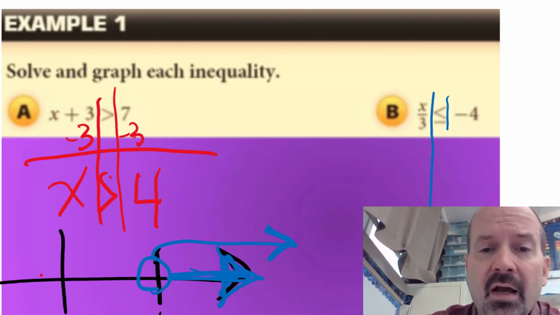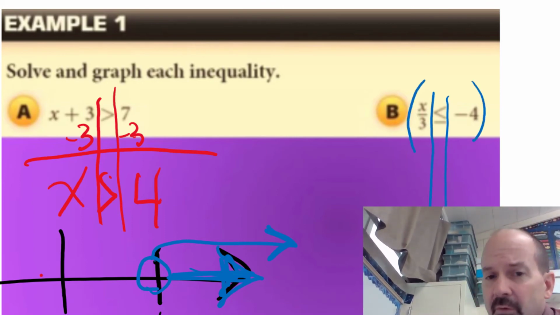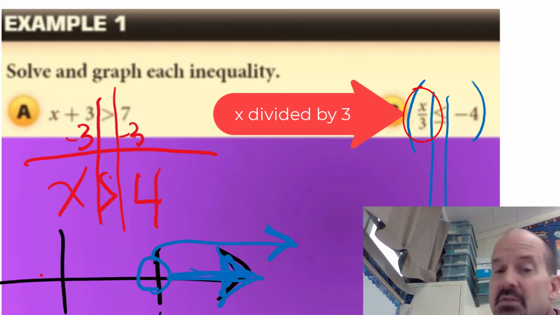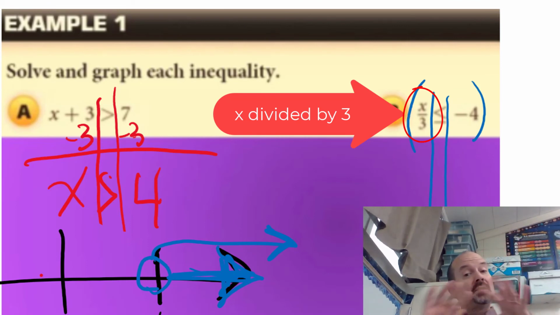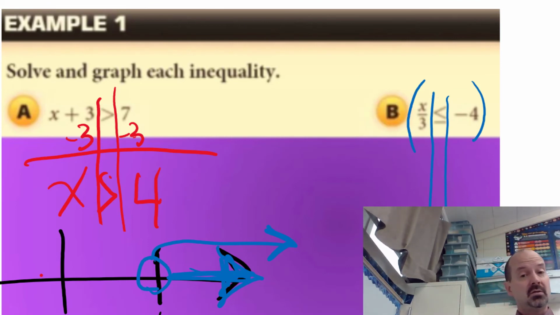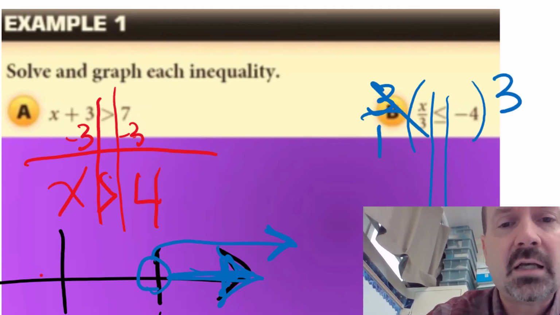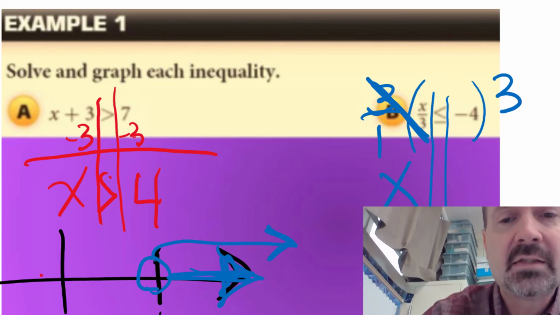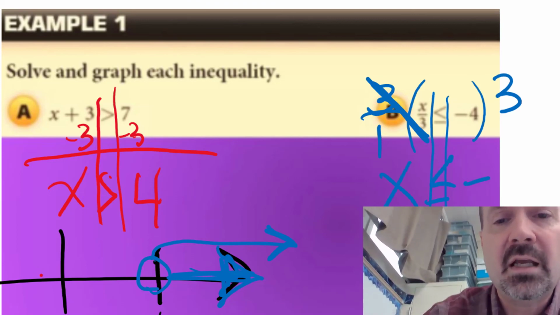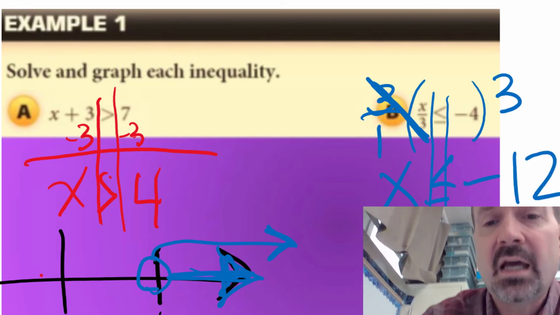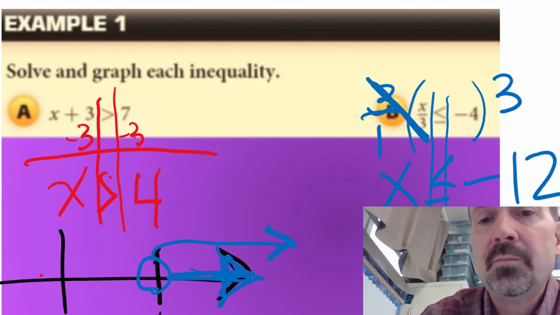We never really went over how to solve a problem with a fraction, but the fraction means division. It means x divided by 4. The opposite of division is multiplication. I always use parentheses to represent multiplication on solving, okay? So I'm going to multiply by 3 on both sides. There's going to be a 3 here and a 3 there. So these 3's cross cancel. I'm left with x is less than or equal to -4 times 3 is a -12. If you can't see that, it says x is less than or equal to -12.